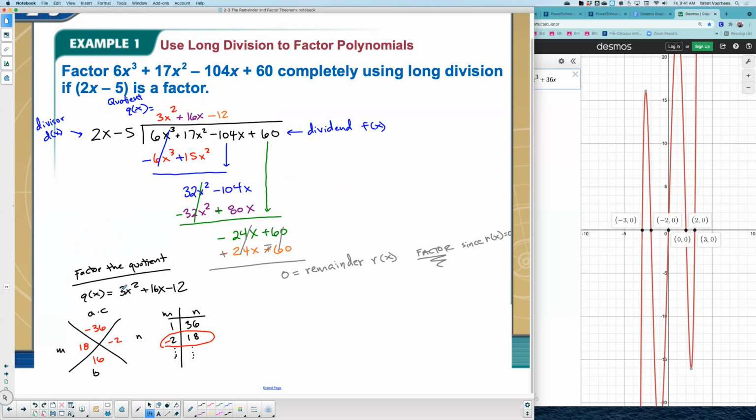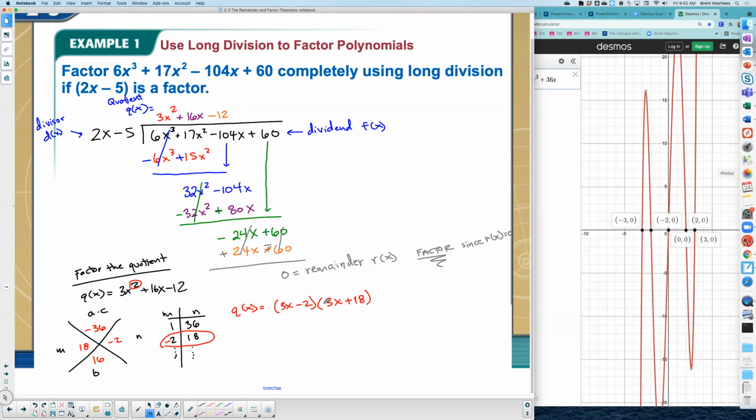Perfect, I agree. Take your A term and you split it. So we would now have that the quotient equals, I take my A term and split it. So I'm splitting this power. It becomes 3x minus 2 and 3x plus 18.